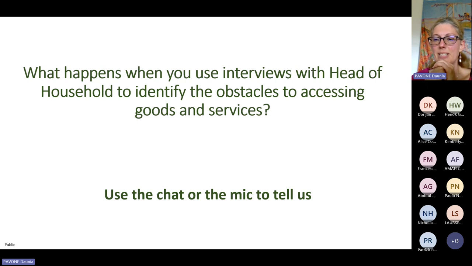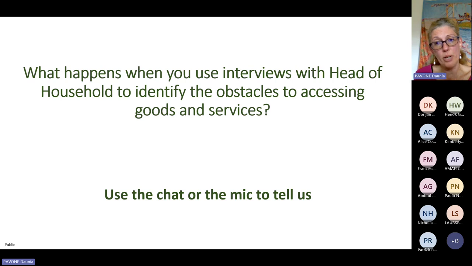Right, Cassandra says barriers for women and girls in the household might not be collected, yeah? But you can get something. There is definitely some of the barriers that can be collected. Any idea? All right. Okay. Dorian says you can find out needs, but not sure about barriers. Barriers might also be misunderstood.